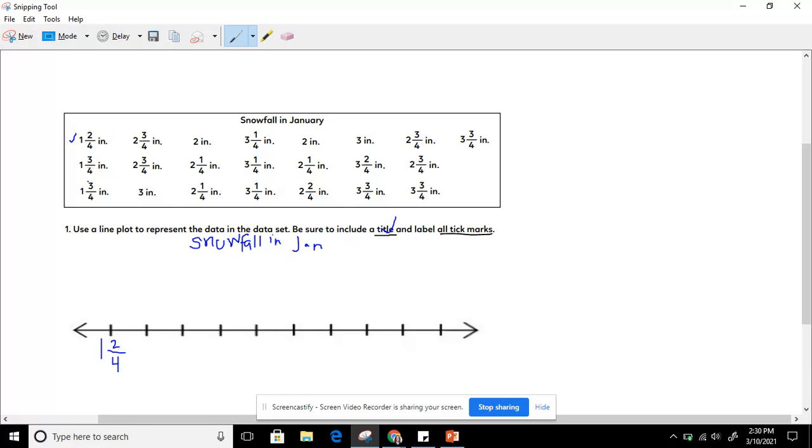My next number is 1 3/4. I have two 1 3/4s, but I'm not going to need to label those twice. I'm only going to label it once, and then we'll include that second 1 3/4 later on. So 1 3/4 is our next biggest number. Again, you can put a little check or a little dot, just to show that you have that on your data set, or labeled on the line plot, I should say. All right, so we've got our 1s.